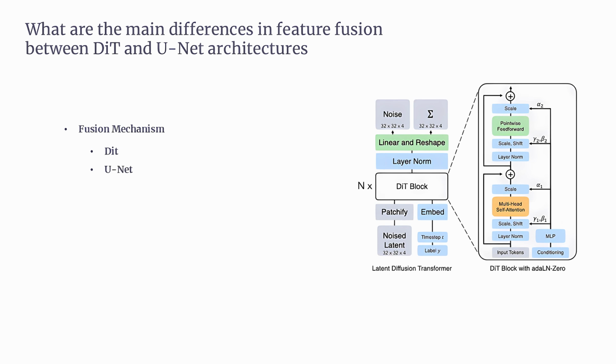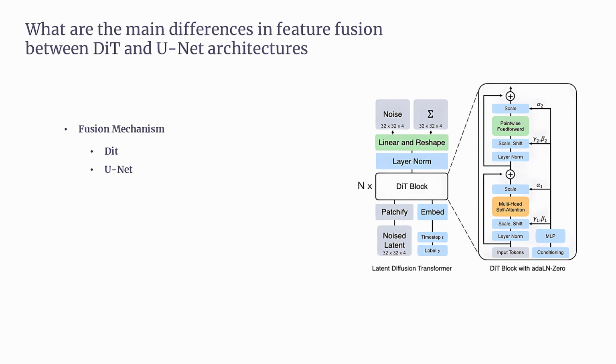For U-Net. 1. Skip connections. U-Nets use direct skip connections to pass feature maps from the encoder to the decoder. 2. Concatenation and convolution. After concatenation, convolutions are applied to merge features from different scales.